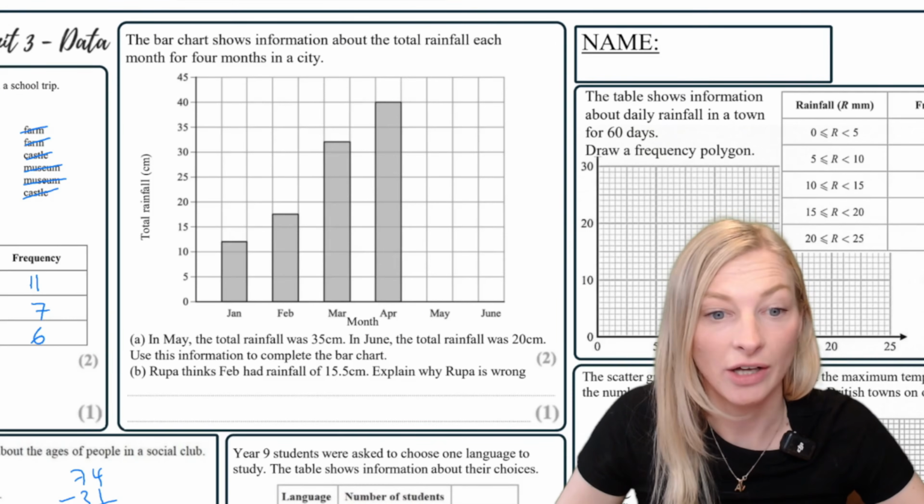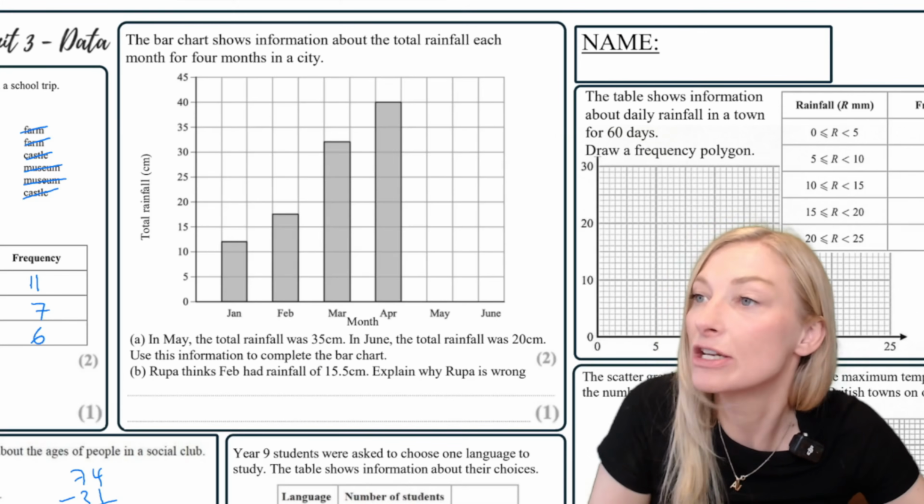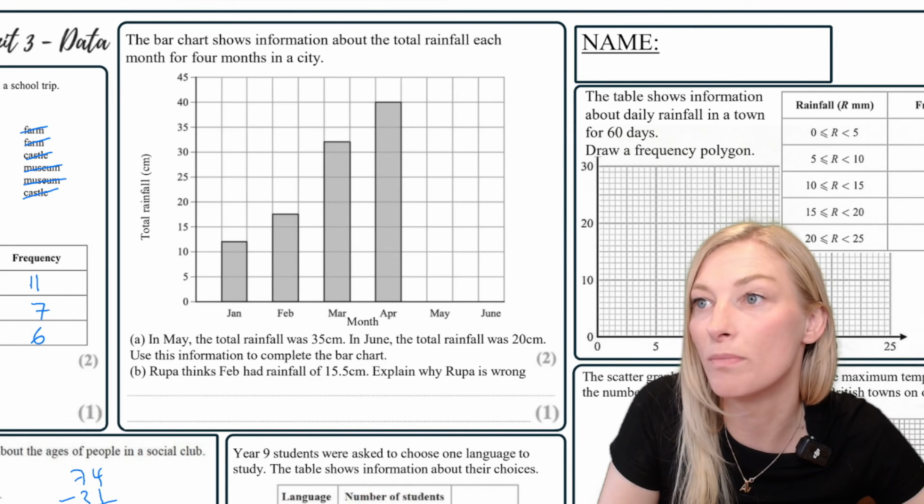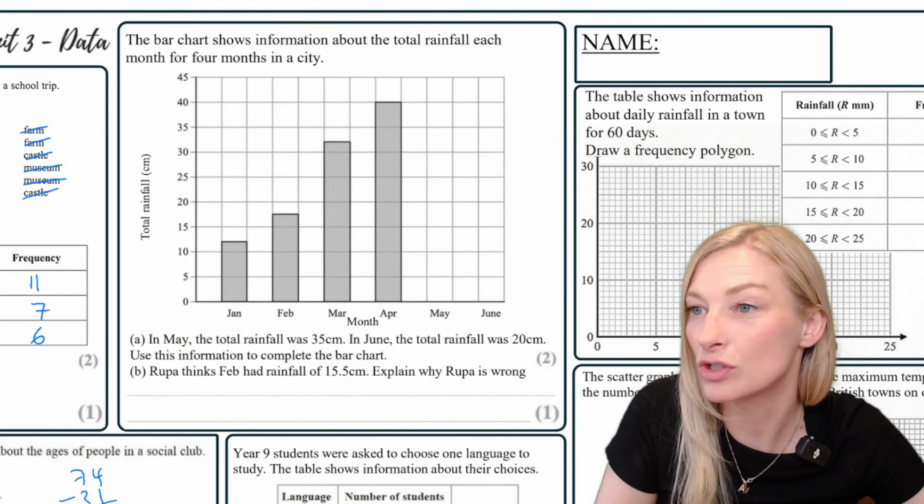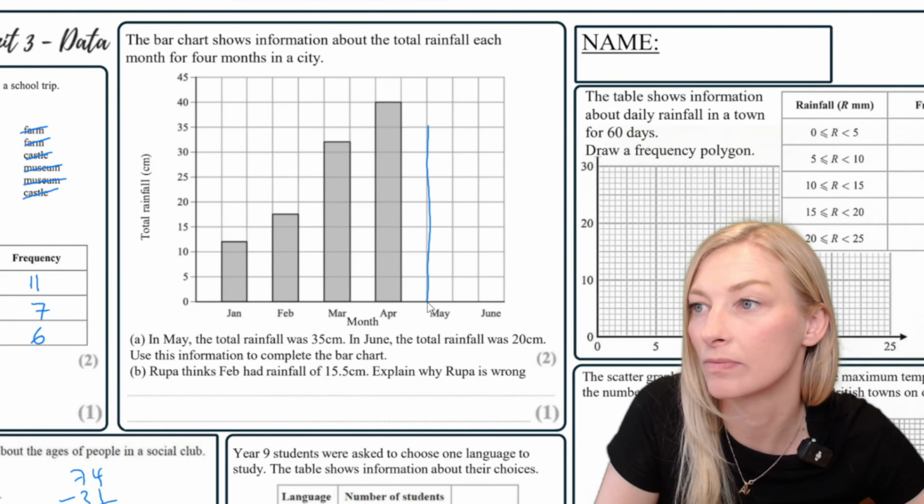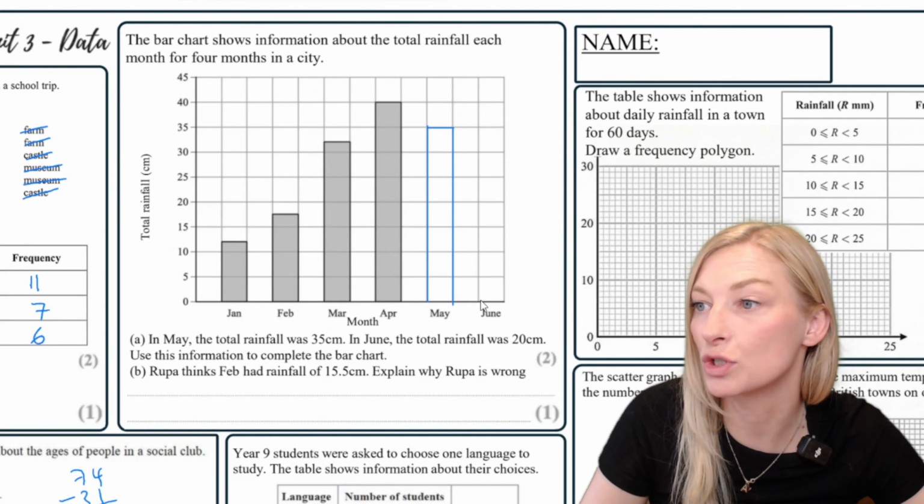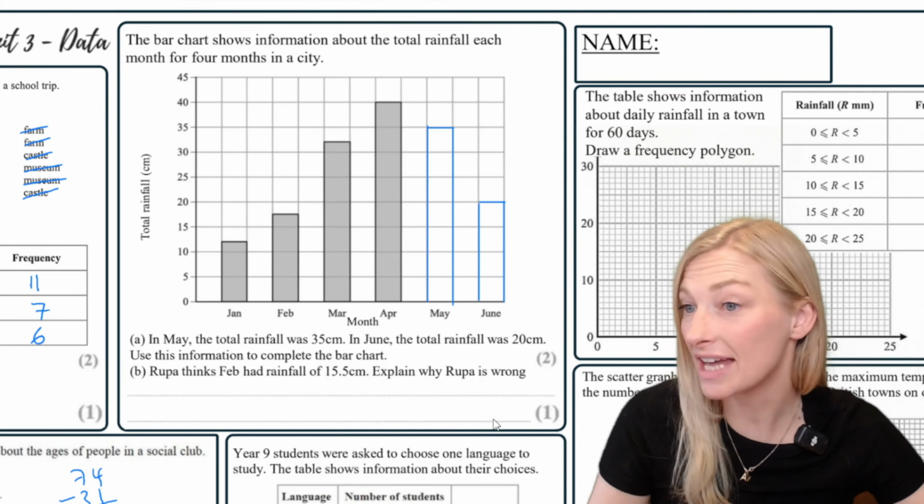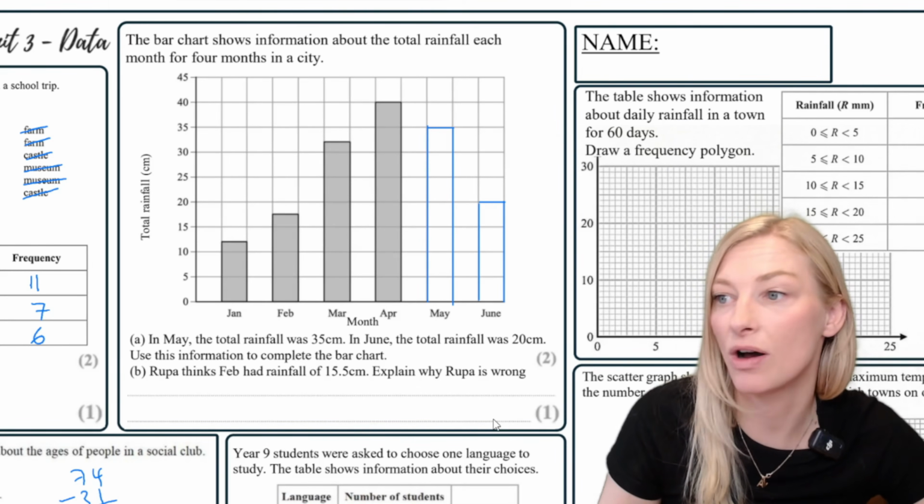For our bar chart, the bar chart shows information about the total rainfall each month for 4 months in a city. In May, the total rainfall was 35, so we're going to draw that in here. And in June, the total rainfall was 20. Like that. We've used that information to complete the bar chart. That was 1 mark for each of them.